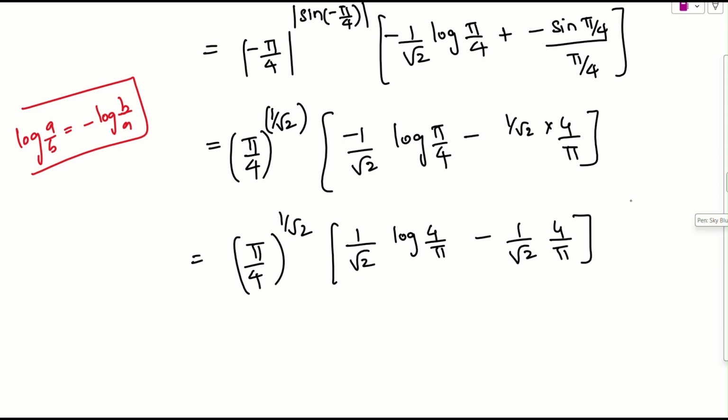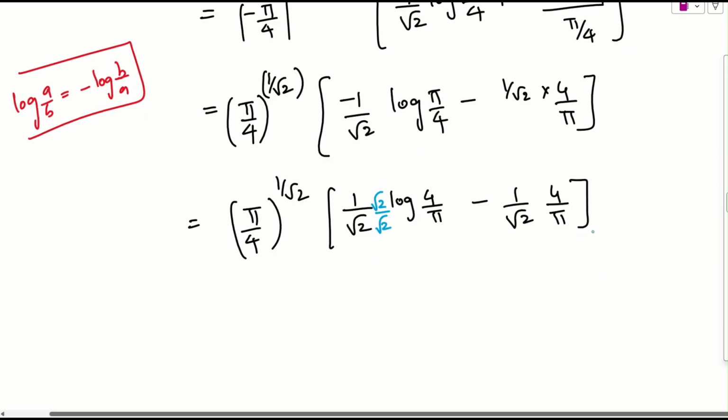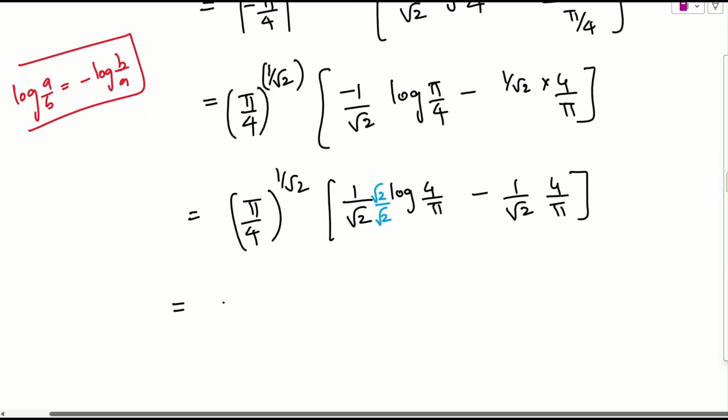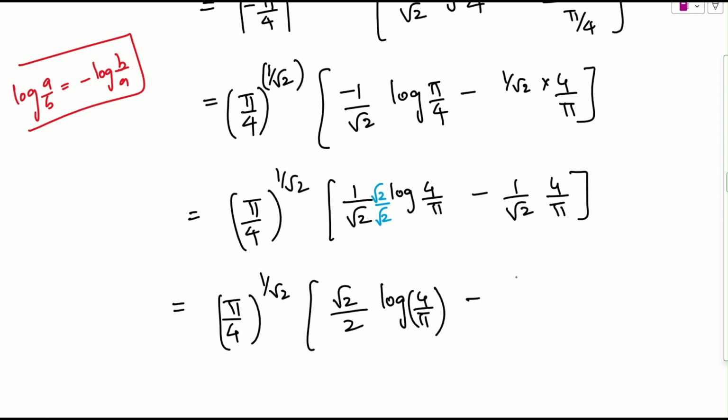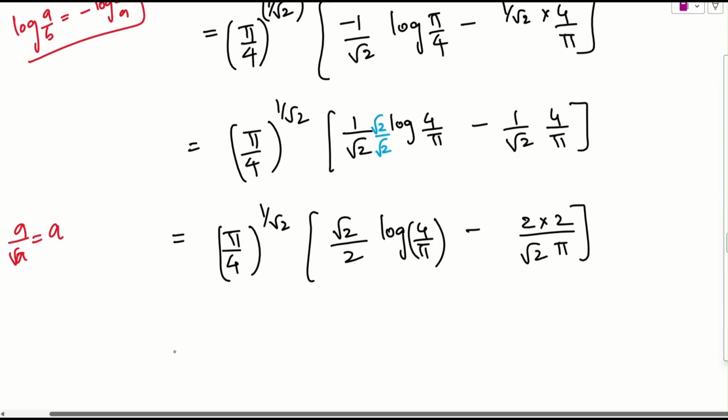So if you want to rationalize, simply let us multiply by root 2 divided by root 2. Is it okay? Yes. So what I'll be getting here, this is pi by 4 raised to the power 1 by root 2. Numerator, this will be root 2. Root 2 times root 2 will be what? 2 alone, which is log 4 by pi. Is it okay? 4 I can write it as what? 2 times 2 by root 2 times pi. Agree? So if you check this, we have a by root a will be what? Always root a alone. Okay, I'll be applying that formula here.